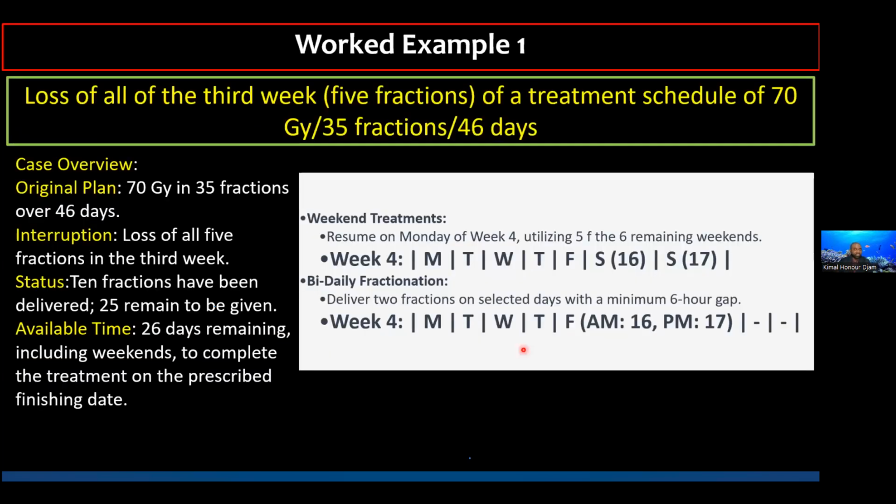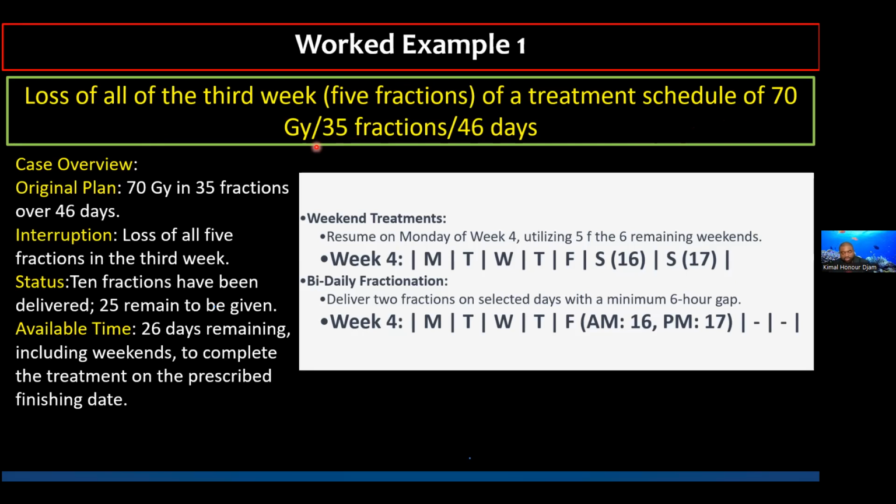And so here is our first example that we will consider. This is a case where the patient disappeared on the third week of treatment that was scheduled for 70 gray in 35 fractions over 46 days. And so the original plan for the treatment was 70 gray in 35 fractions over 46 days. And when did the interruption occur? Remember, the time of interruption matters.